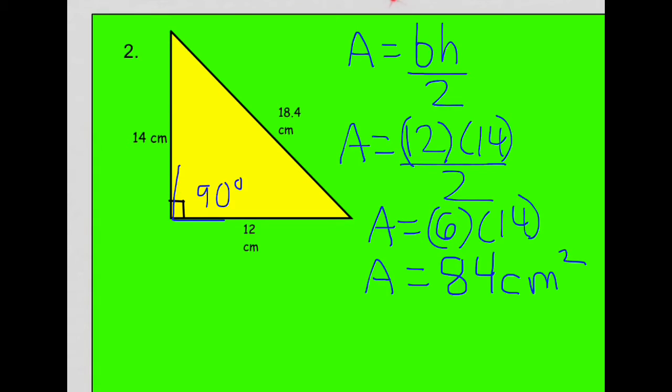Make sure you're showing your work just like I'm circling right now. I want to see the solution shown just like that. All right, let's take a look at another one.